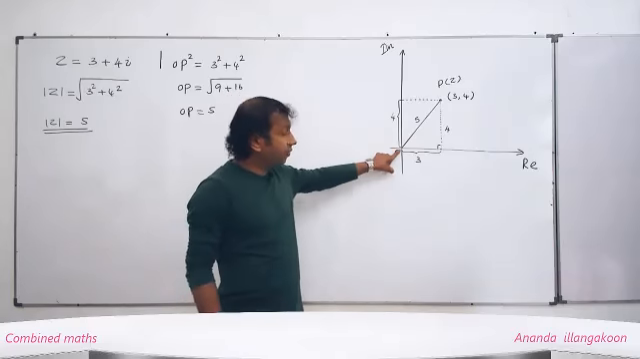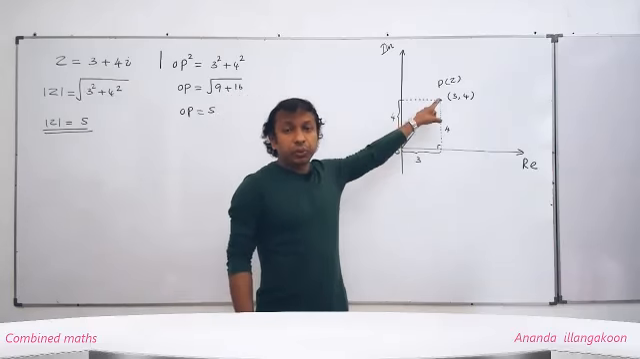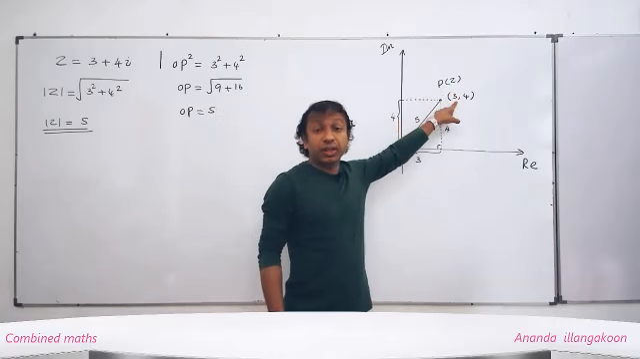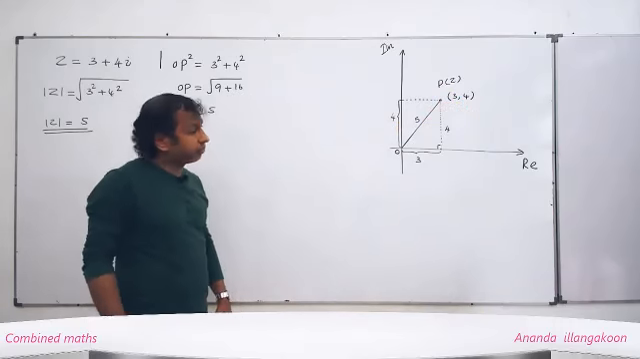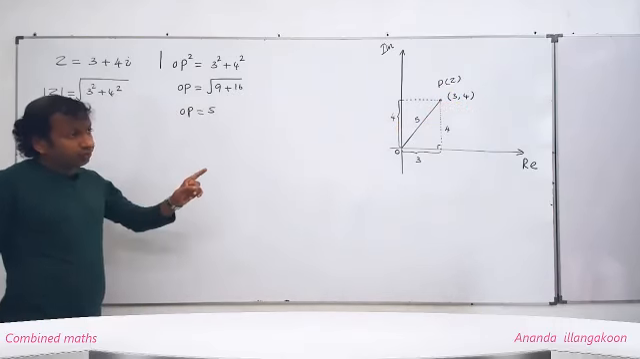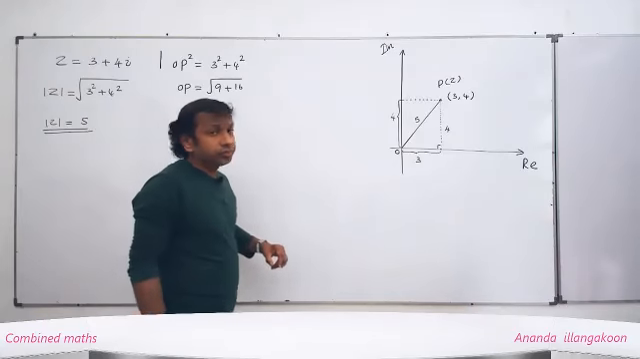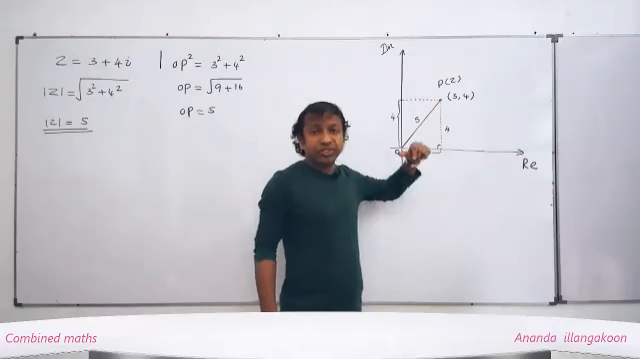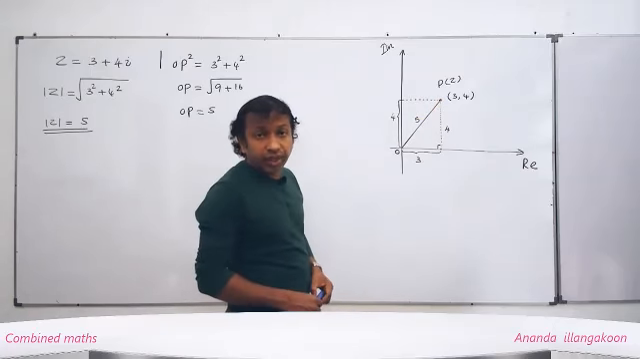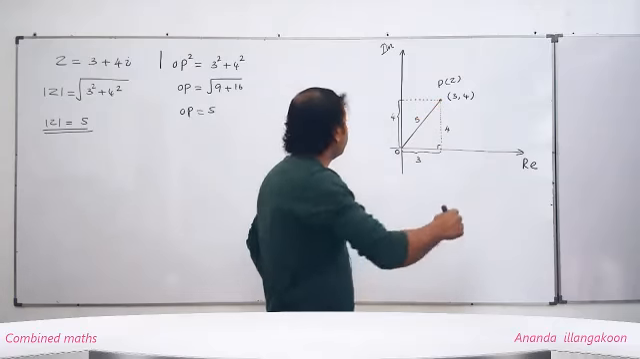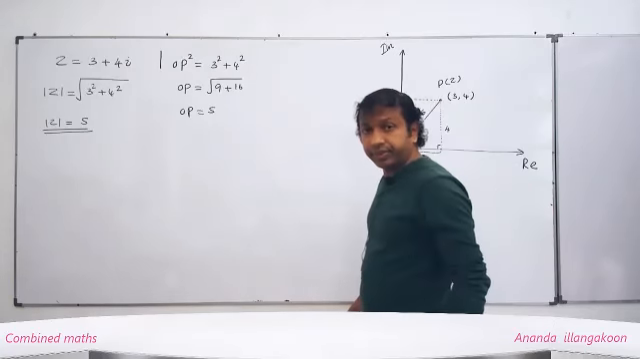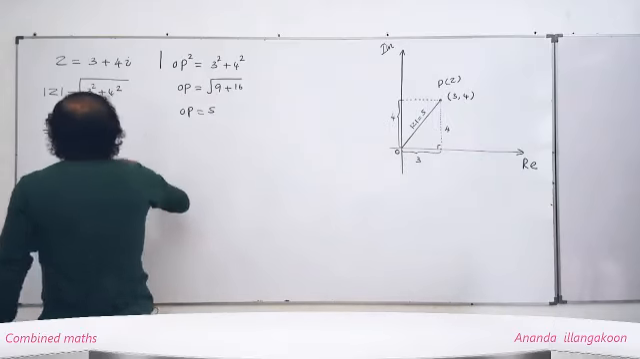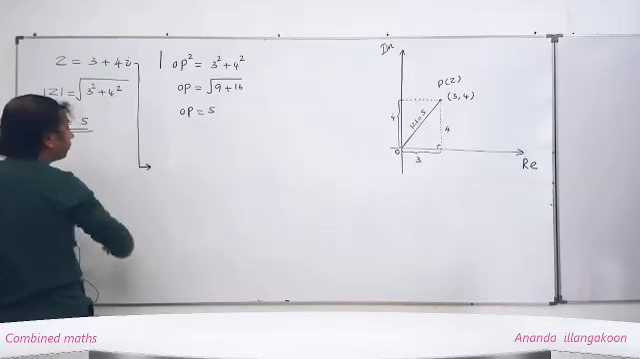The modulus is the distance from the origin to the point which represents the complex number in the Argand plane. Understand? Okay. The distance from the origin to the point on the Argand diagram which represents the complex number, that is the modulus. This OP length is, people, the modulus of Z. Understand?